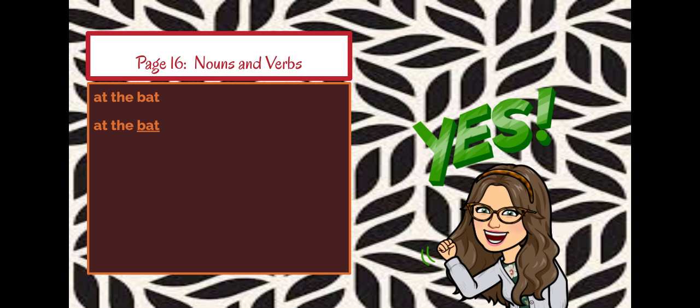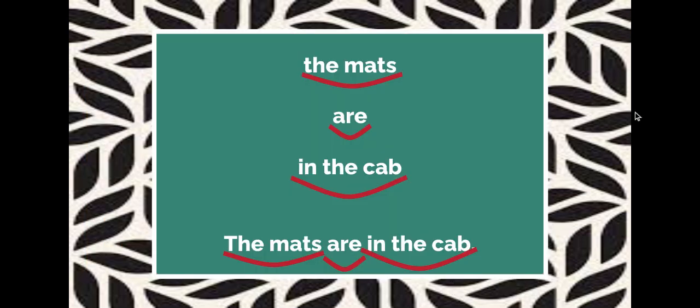Together. The mats are in the cab. See if yours looks like this example. Now let's go on to the next one.